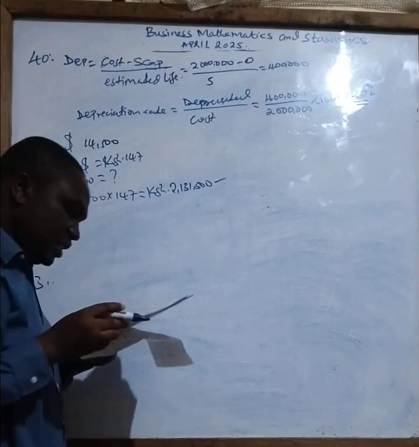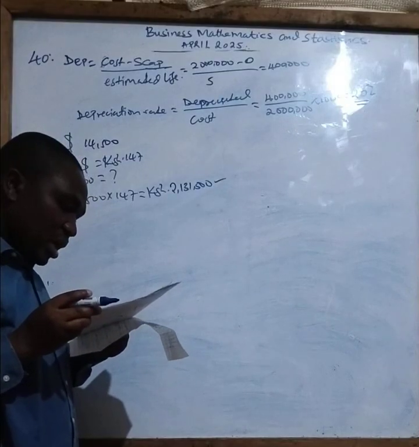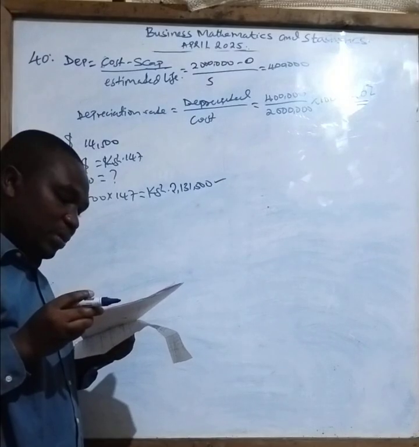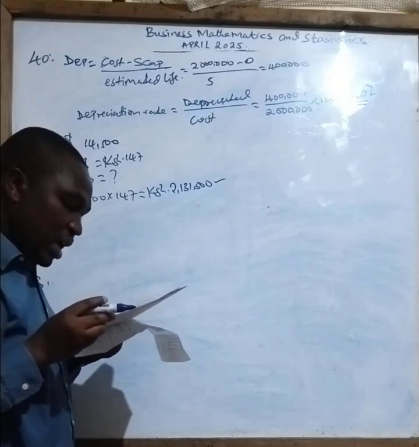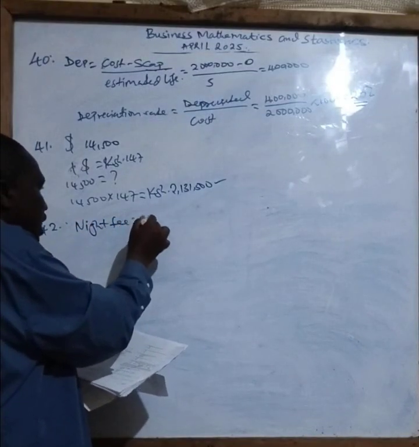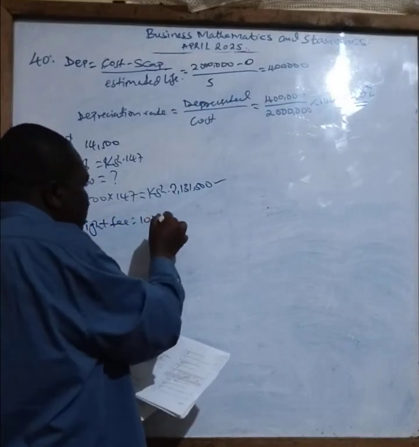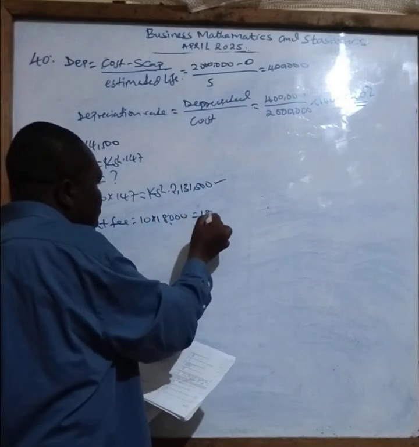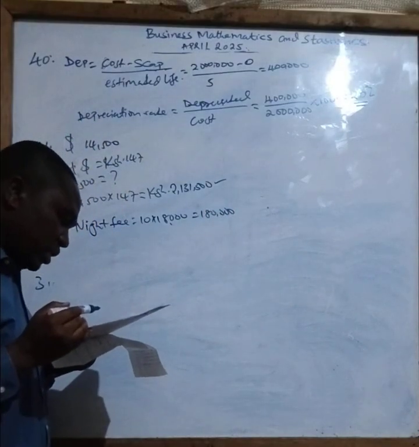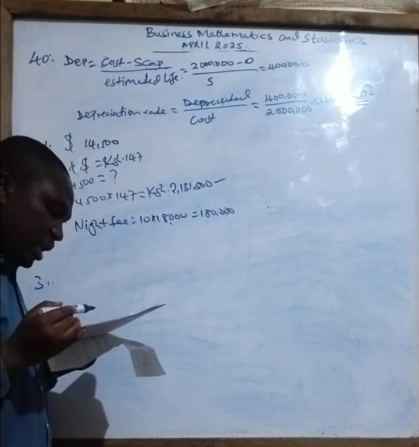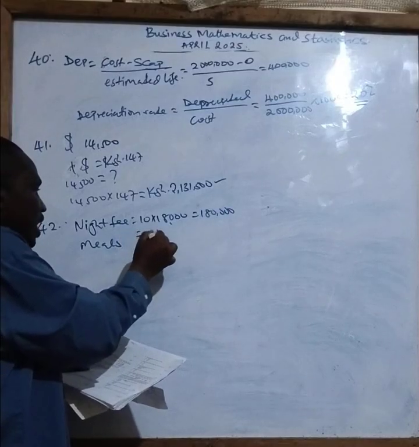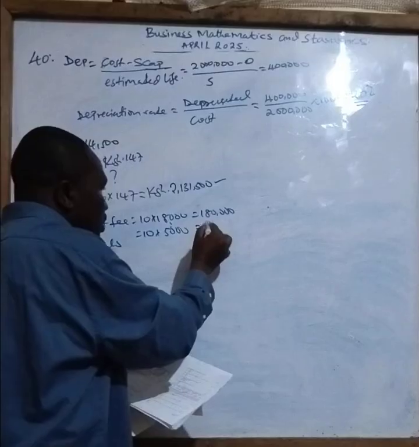So in this case, we have expenses as shown. The first one says he paid for 10 days in a hotel at 18,000 per night. So that is now night expenses. We have the night fee, 10 times 18,000. This gives you 180,000. Then they are saying he also spent 5,000 shillings per day on meals. So we have meals. So it means 10 times 5,000. Your answer is 50,000.